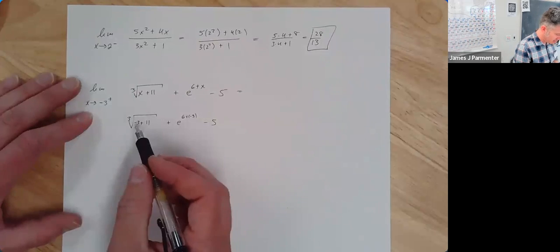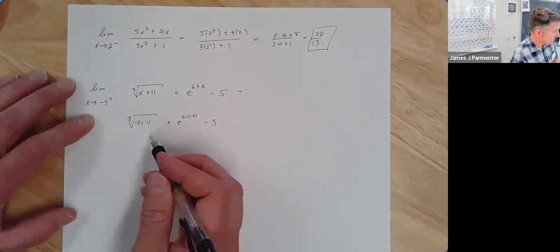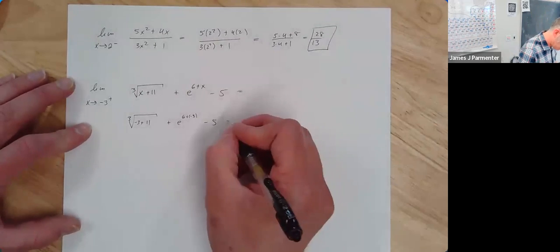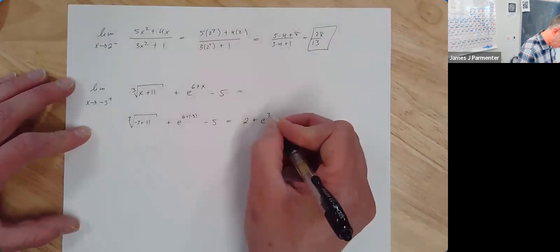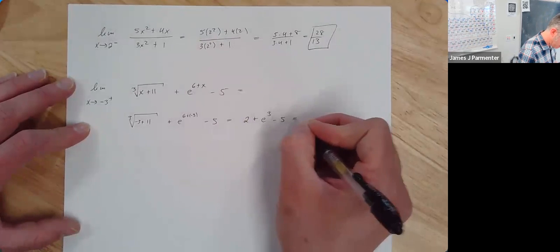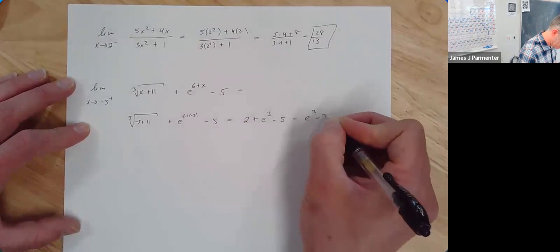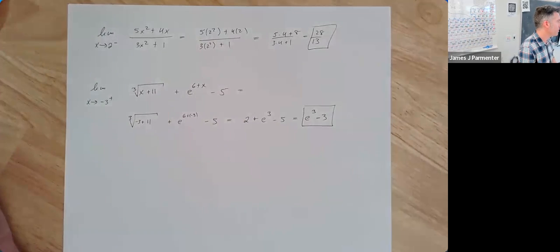I might simplify this a little bit. -3 plus 11 is 8, and the cube root of 8 is 2. This is 2 plus e to the 6 minus 3, which is e to the 3rd minus 5. I might simplify this down to e to the 3rd minus 3, but there's nothing else I can really do with that, except use a calculator and get an approximation. Well, that's a real number.